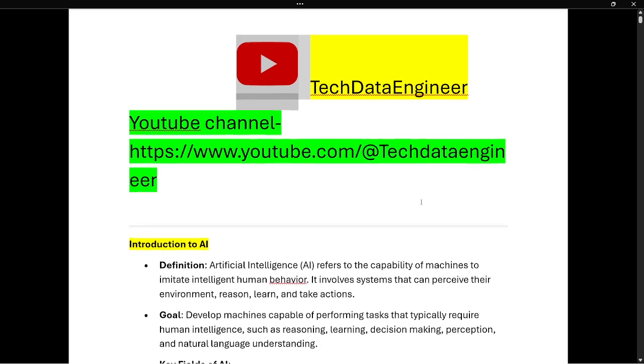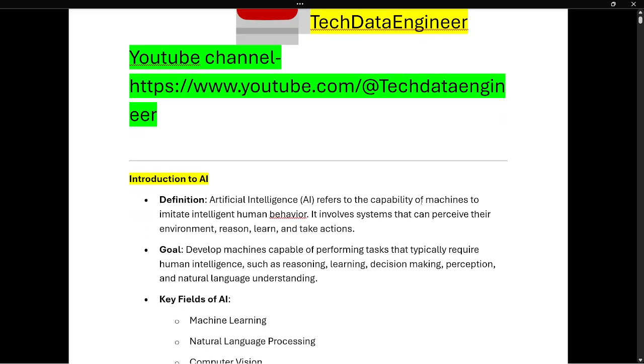Okay. So what is the goal of AI? The goal is to develop machines capable of performing tasks that typically require human intelligence. So these are the goals of AI: reasoning, learning, decision making, perception, and natural language understanding. We need to understand the language also.